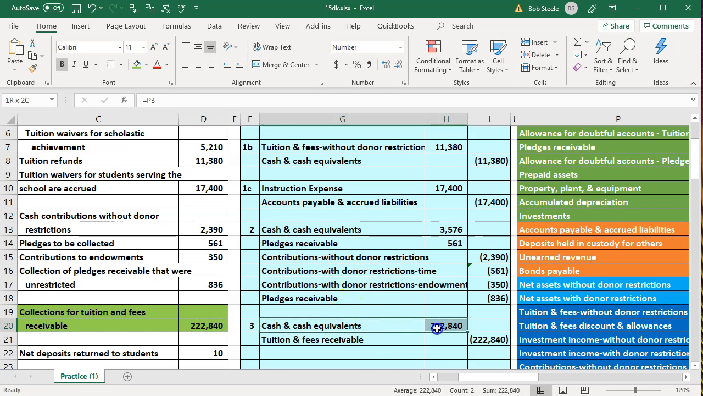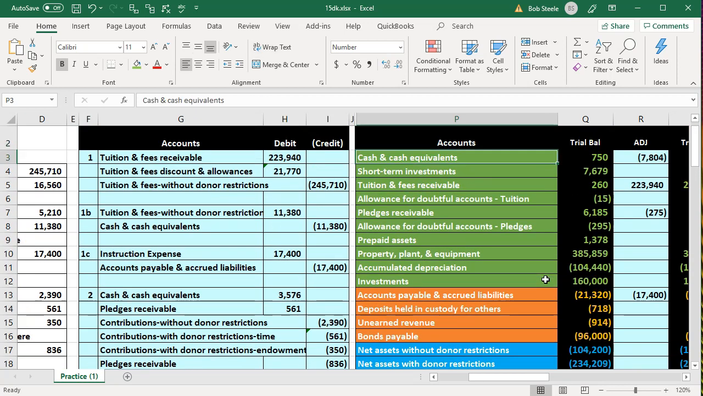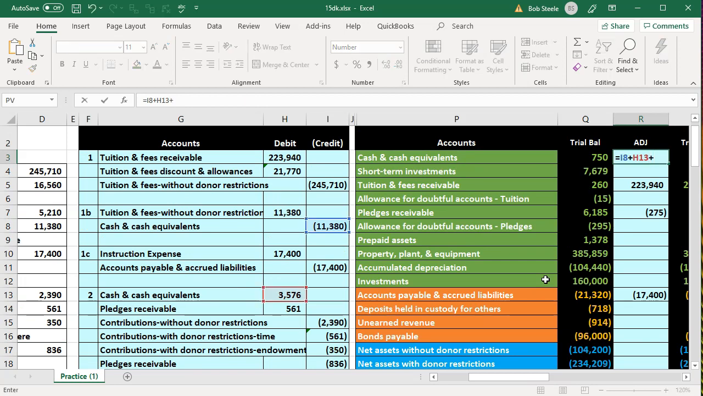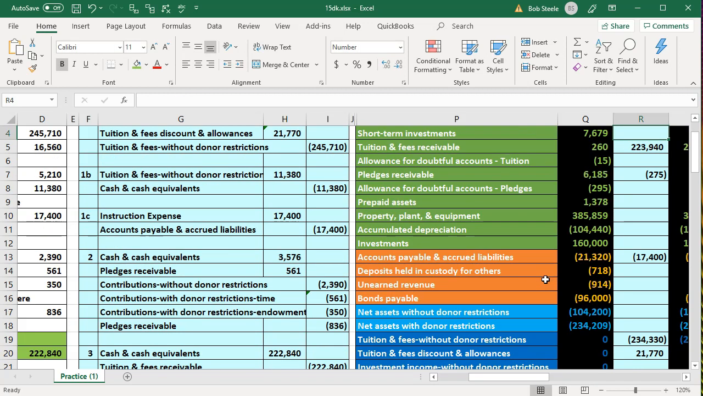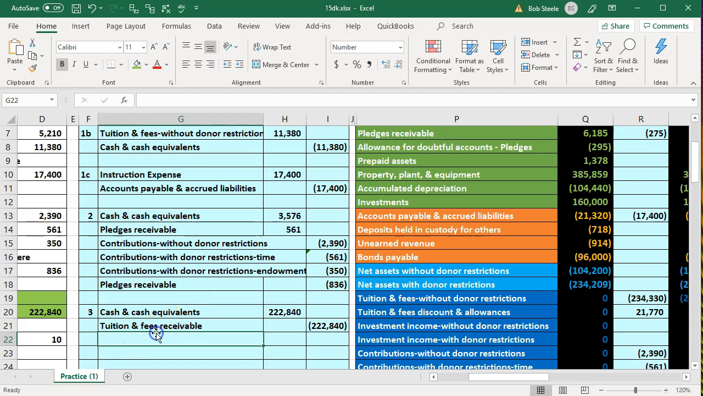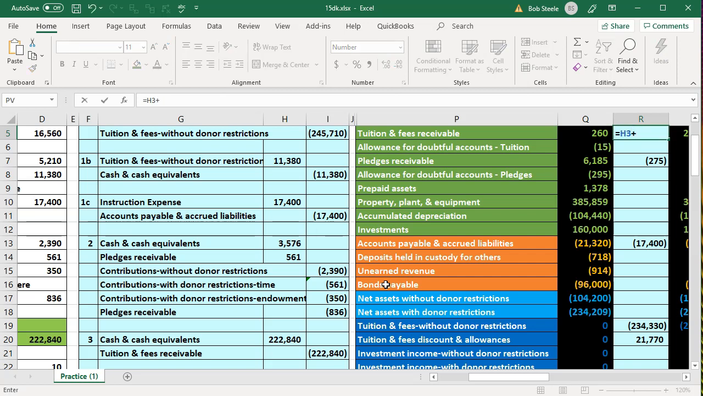Let's go ahead and post this out. We've got the cash first. Cash is going to be up top. Scrolling up top to cash, we're going to be in cell R3. Within R3, we're going to say F2 plus F2. Scroll back down, and we'll pick up that 222840 and enter. Next one we're going to pick up is the tuition and fees receivable. So we're going to scroll up to the tuition and fees receivable. That's in R5. Within R5, something's in it. So I'm going to say F2 plus F2. Scroll back down. Pick up that 222840 and enter.